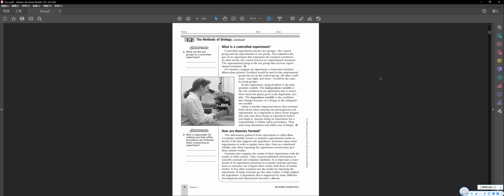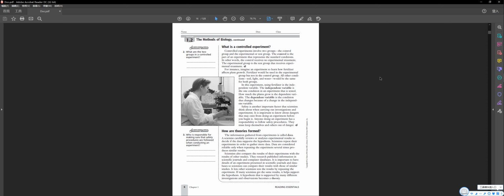How a theory is formed. The information gathered from experiments is called data. The scientists carefully review and analyze experimental results to decide if the data supports the hypothesis. Scientists repeat the experiment in order to gather more data. Data are considered reliable only when repeating the experiment several times produces similar results.